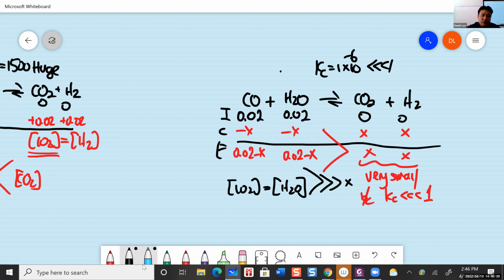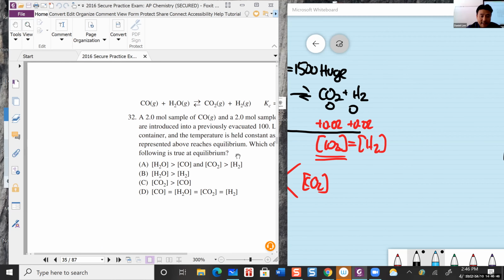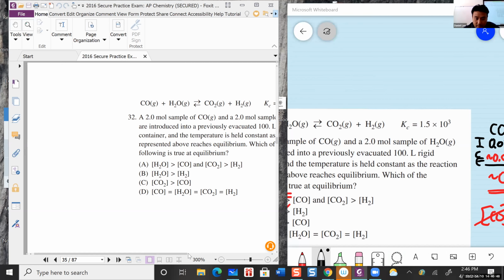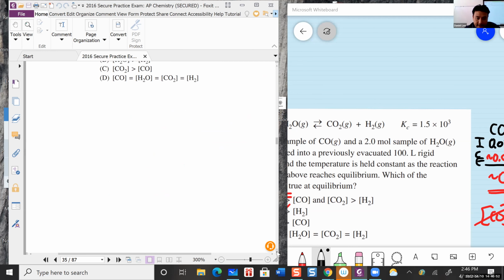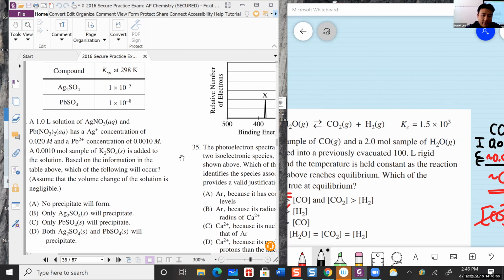So the only difference we changed is the equilibrium constant. So make sure you understand what the equilibrium constant is trying to tell you. That is the whole point of this question. Let's move on. Got this, right? Let's look at the next one, number 33.